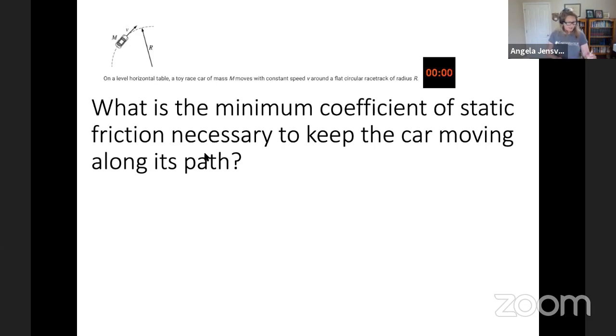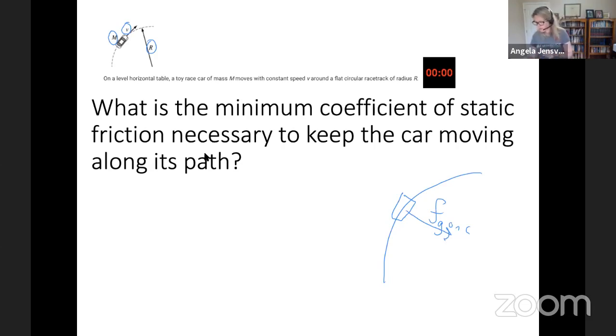Okay, so what is given? They gave you mass, speed, and radius. So let's just draw a bigger diagram. Here's your car. What force is causing this object to change its direction? That's friction. Friction of the ground on the car, right? Okay, so what we want to do is find the minimum coefficient of static friction.